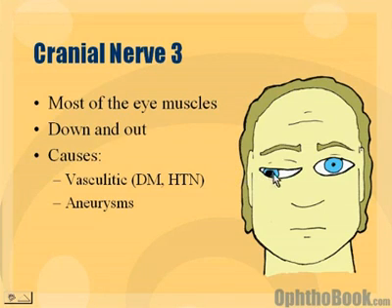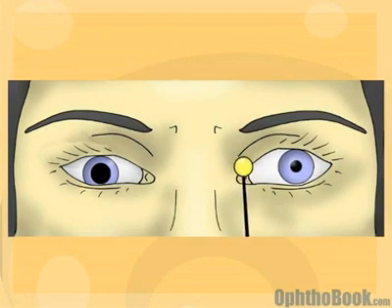And there's also pupil involvement sometimes, and I'll go over that in a second. So what causes a cranial nerve 3 palsy? Probably the biggest cause of all the palsies is some vasculitic process, either from diabetes or hypertension. Basically you have a mini stroke of one of these cranial nerves, and the nerves go out. For cranial nerve 3, you also need to think about aneurysm, and I'll talk about that probably pretty soon.